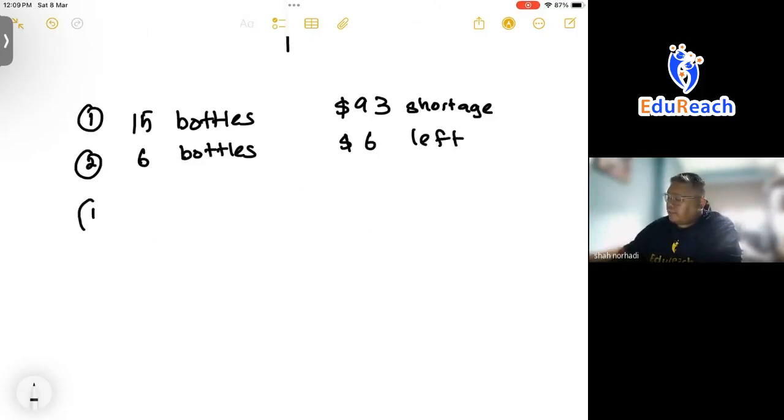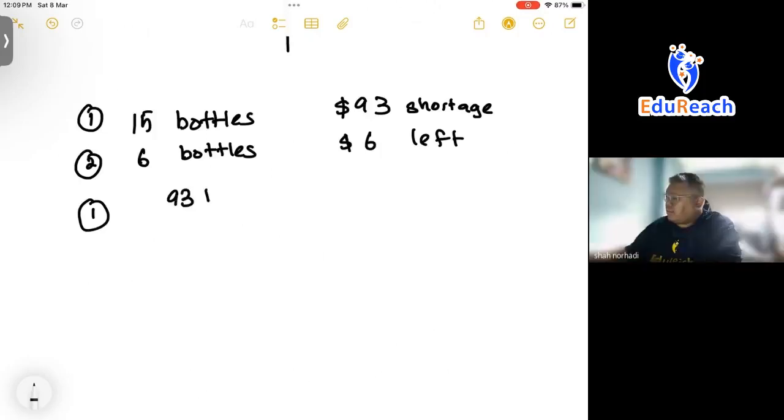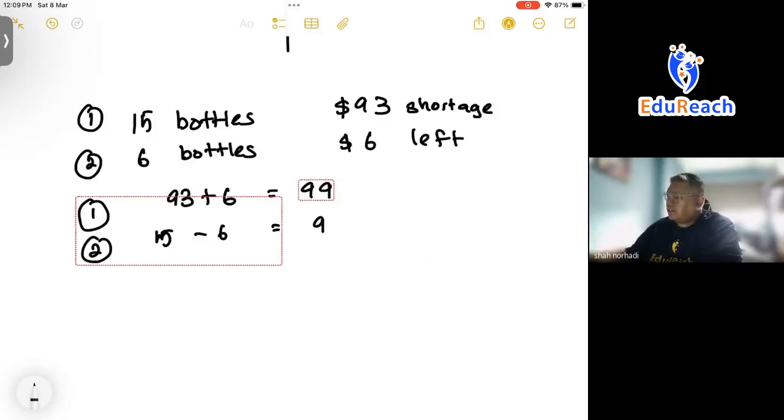So what's the first step, Maya? We have to add shortage plus leftover. So we have 93 plus 6, which will give you $99. Step 2 is to find the difference in water bottles, right? So what we do, we take 15 minus 6. So the answer here is 9.